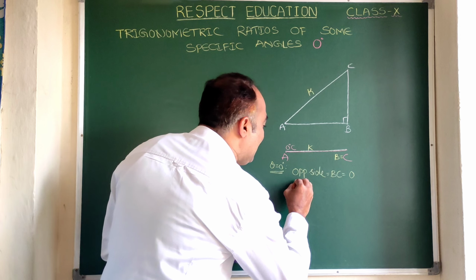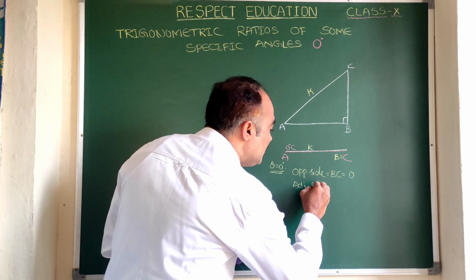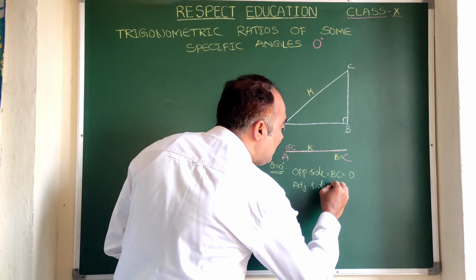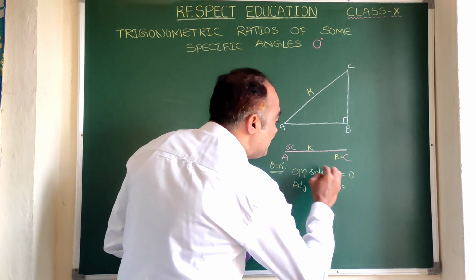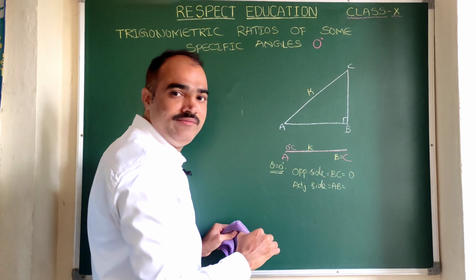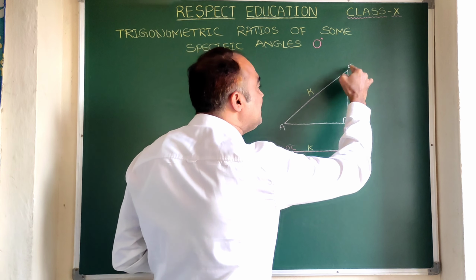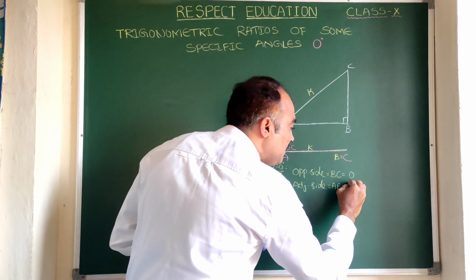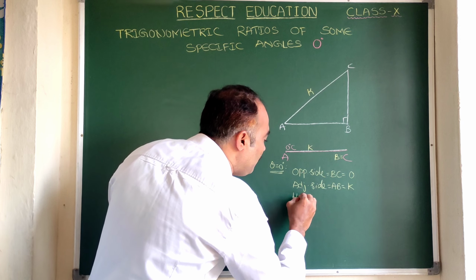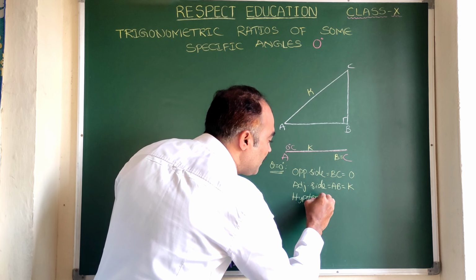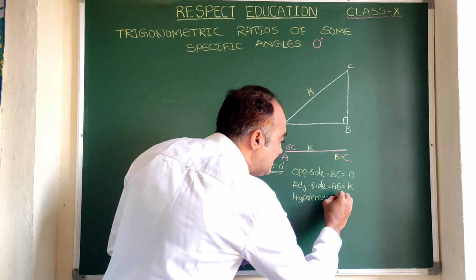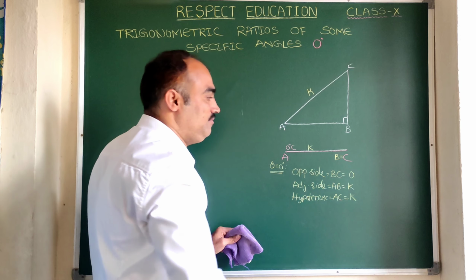Yes, same way, adjacent side, that is called AB, already coincides with AC, because C coincides with B. Therefore, since AC is K, AB is also K. And what about the hypotenuse? Hypotenuse is AC, that is also K.